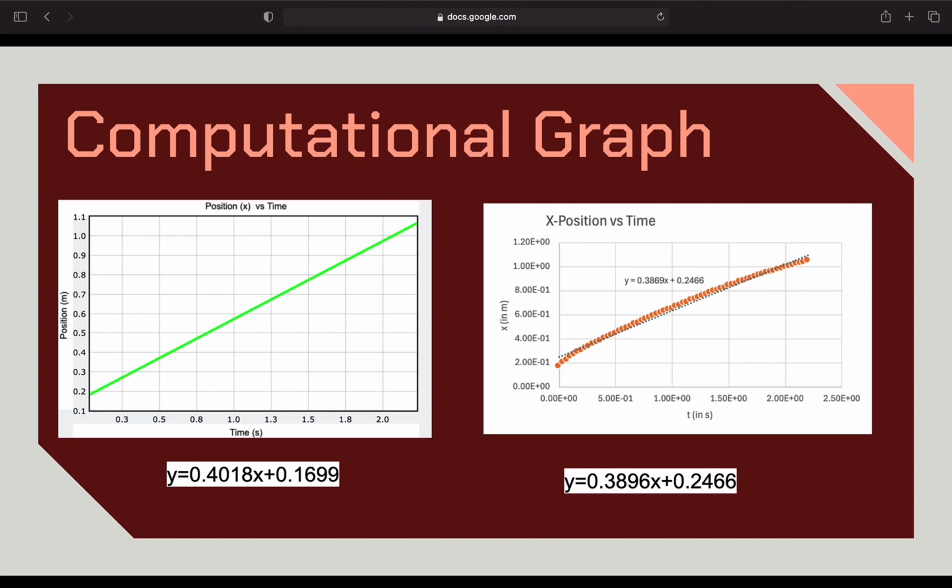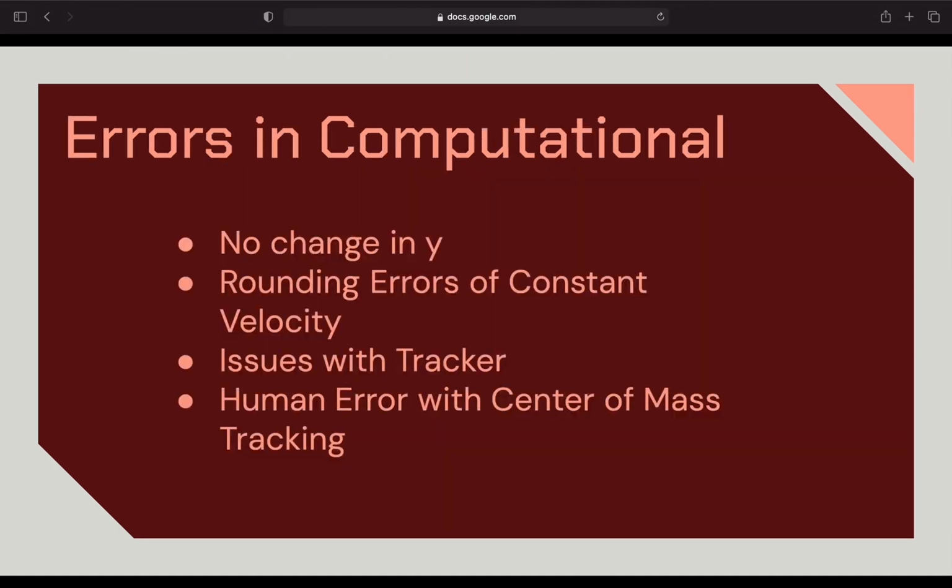The reason that we have this computational error, first of all, is because there's no change in y. We have rounding errors of the constant average velocity. There could have been issues with Tracker, and additionally there's human error with the center of mass tracking. I could have accidentally messed it up by a couple of units in the computer, and so there's no way to actually see if it's going to be 100% correct.